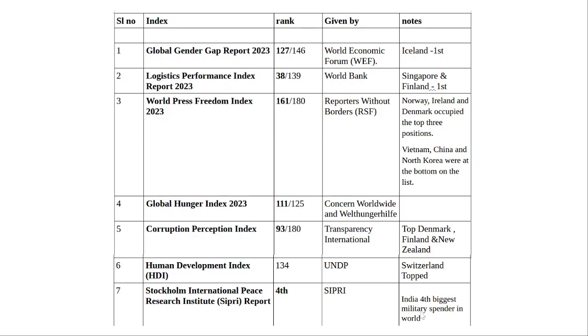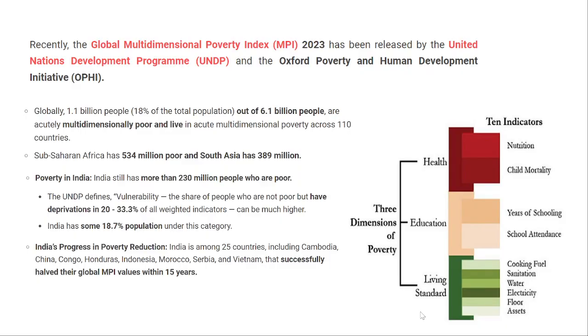So we are spending 8% on defense, right? Remember that. 8% of the GDP we spend on defense. Okay. So this is the Multidimensional Poverty Index by UNDP, the United Nations Development Program. All these are very important. This Global Multidimensional Poverty Index is also very important because it is recent. It shows multidimensional poverty, not just one aspect of poverty. It takes into consideration health, education, living standards. Okay, nutrition, child mortality, years of schooling, attendance, and cooking fuel, sanitation, water, electricity, all these things. Just go through these 10 indicators.